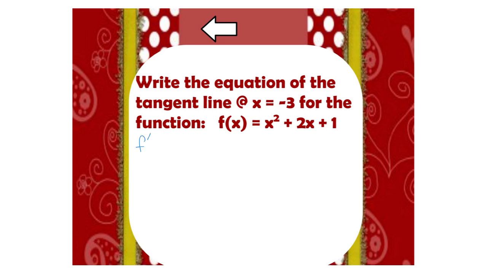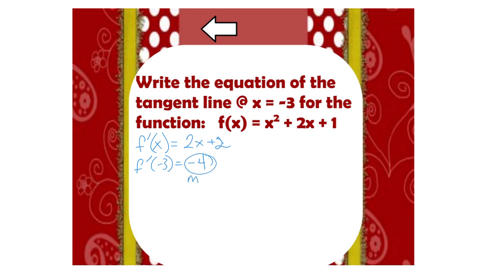I'm going to go ahead and find the derivative. This is going to help me find the slope, but I want that derivative when x is -3. So that's -6 plus 2. So that's a -4. So right now what I have is the slope. That's my m.